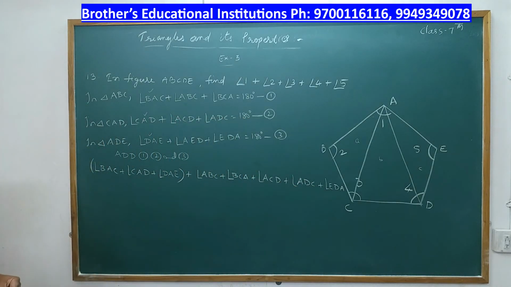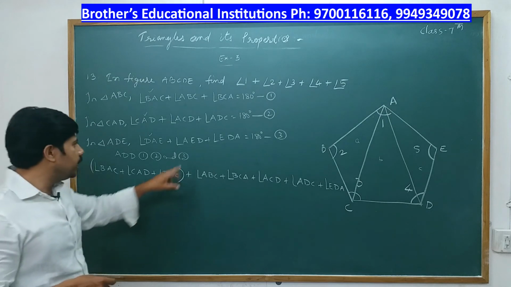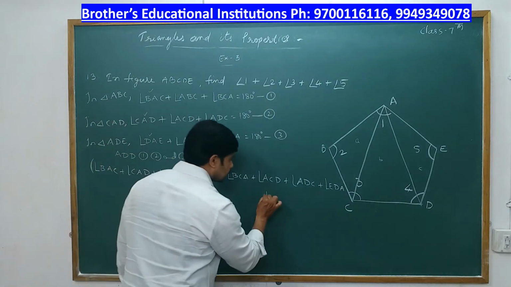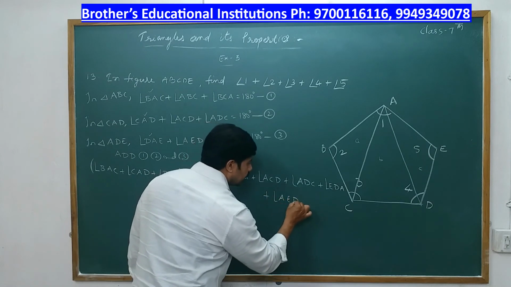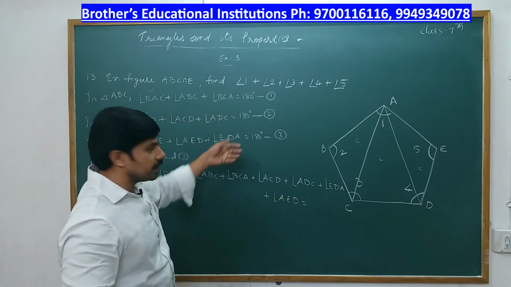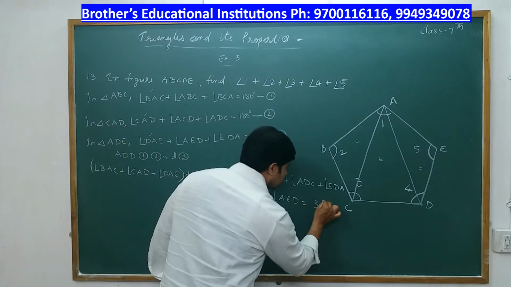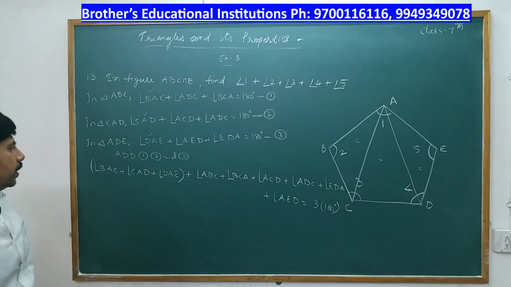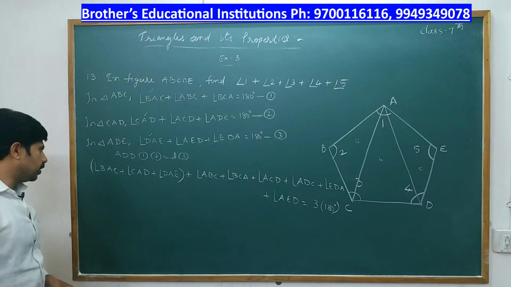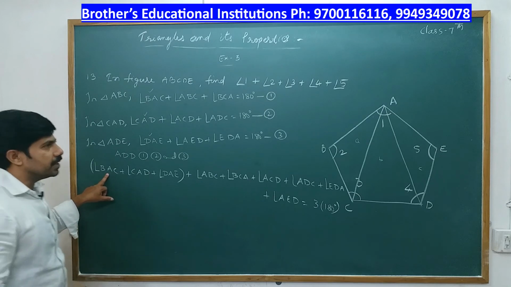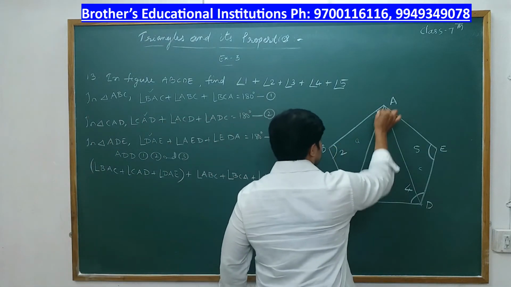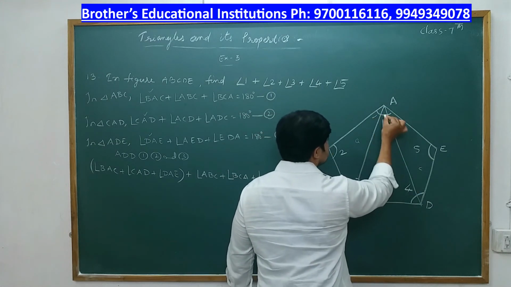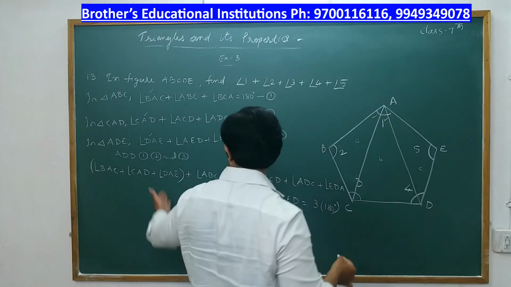So what is that one? We didn't write angle AED. This is missing. So angle AED we need to write. Okay, so plus angle AED is equal to, see how many 180s are there? 3 180s are there. So just write 3 into 180 degrees, or 180 plus 180 plus 180. It is the same.